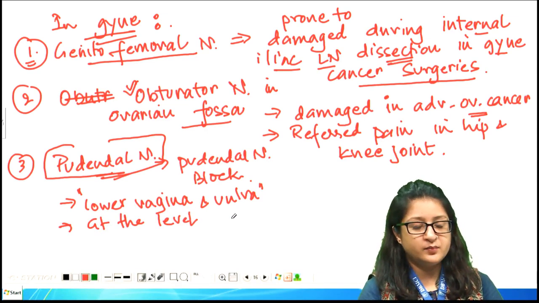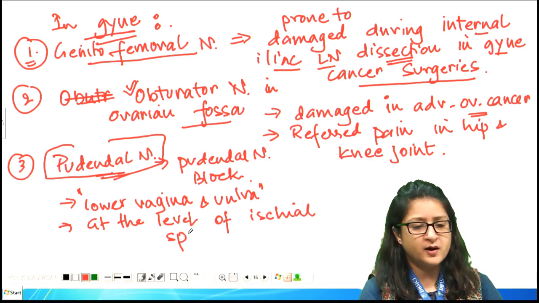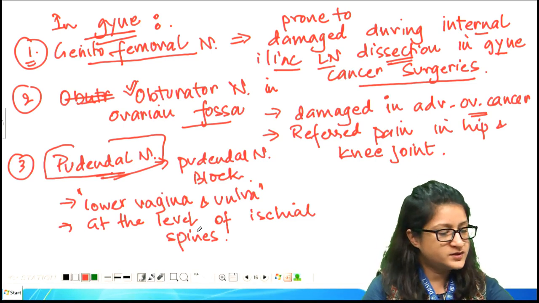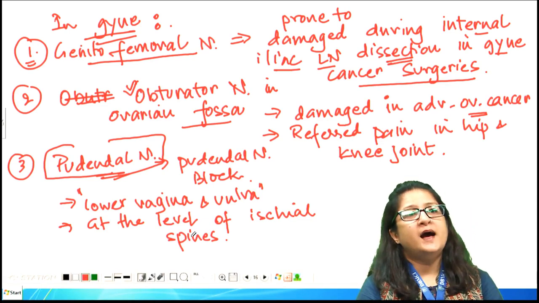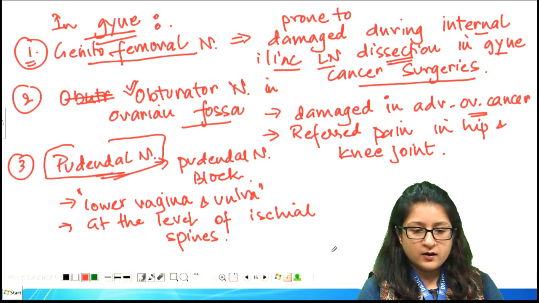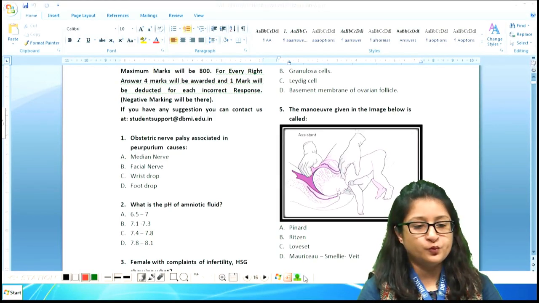So these are the important points to remember about the various nerves that we encounter in the obstetrics and gynae discussions. All right, so these are the major nerves and their importances, and I have clubbed them all together for you here. So this is there. Now let us go through question number 2.